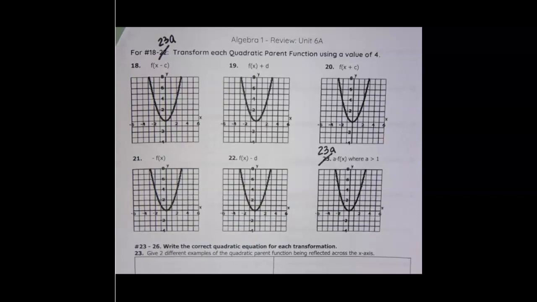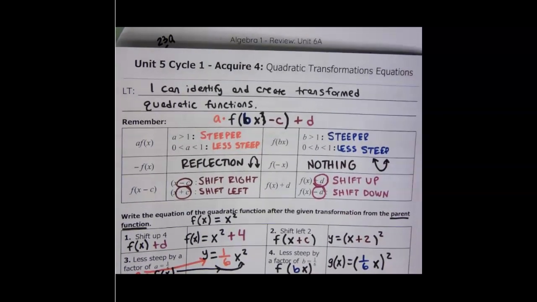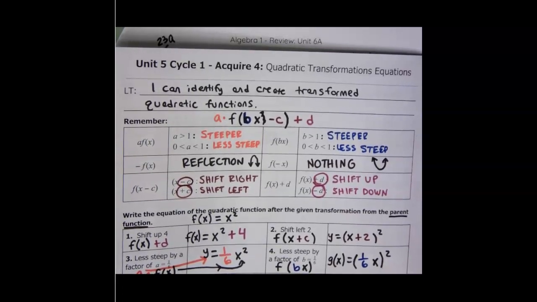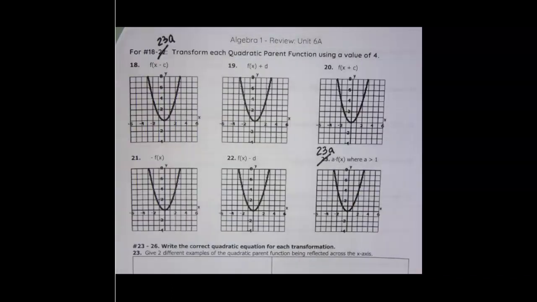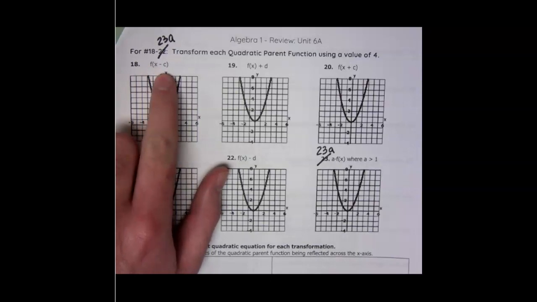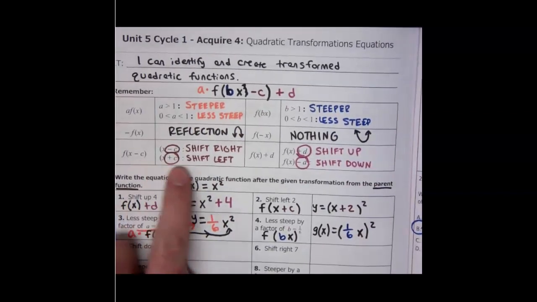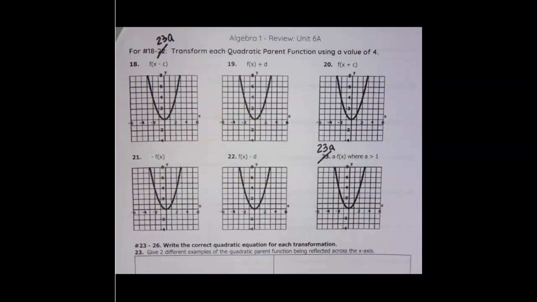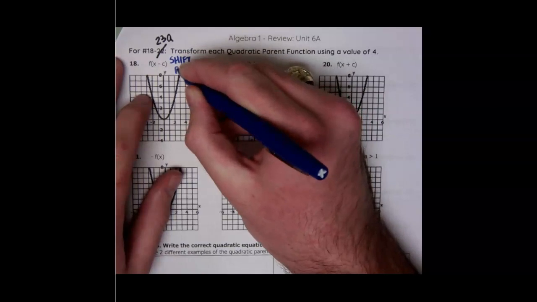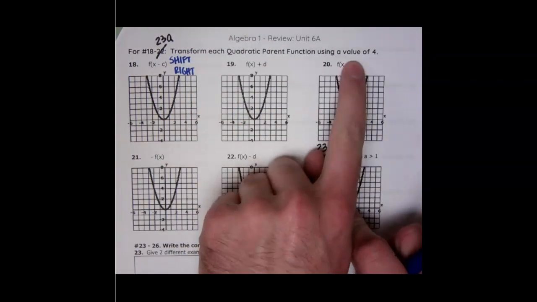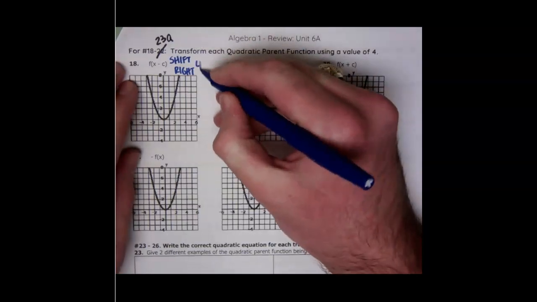Okay, so if we look at our rules from acquire 4, we have all these different rules. So we can use these in order to make our graphs. Okay, so let's take a look at the first one. It says f of x minus c. So we're going to look here. We're going to look, okay, what kind of shift is that? Well, x minus c in parentheses is going to be a shift to the right. So I need a shift to the right, by a value of what? 4. So I need to shift right 4.